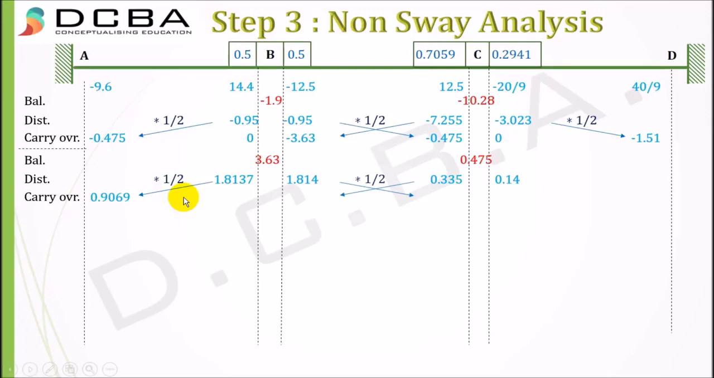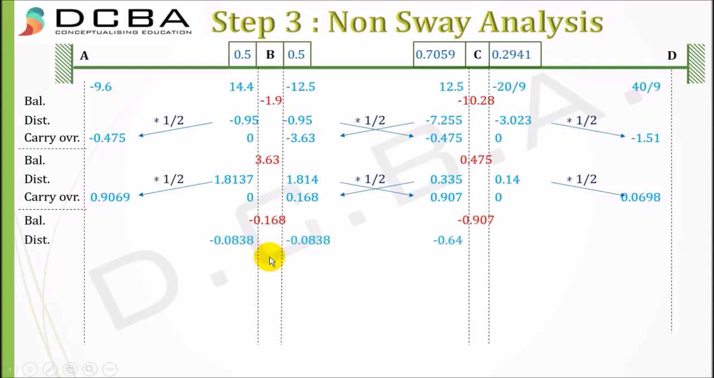So basically we just have to do these iterations till we get a very small value like 0.0-something. All of these values should be lesser than that. Okay, carrying it over to the next iteration. Balancing step, distribution step. So I guess now it is pretty much clear how these iterations go on. Then carryover step.